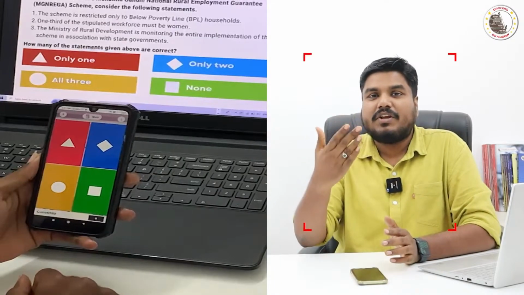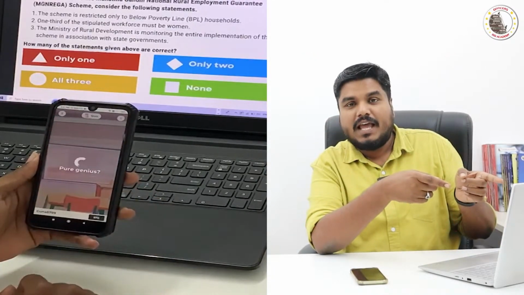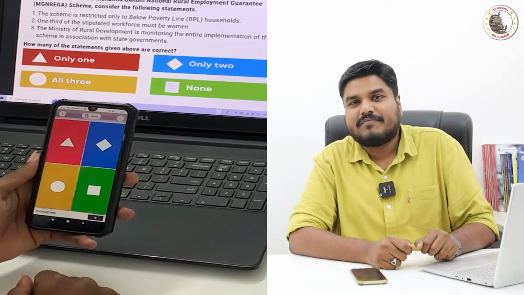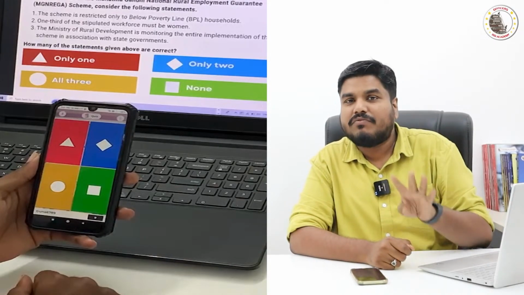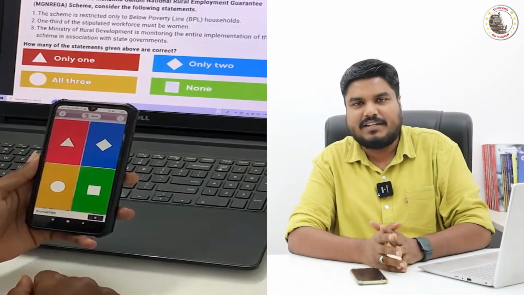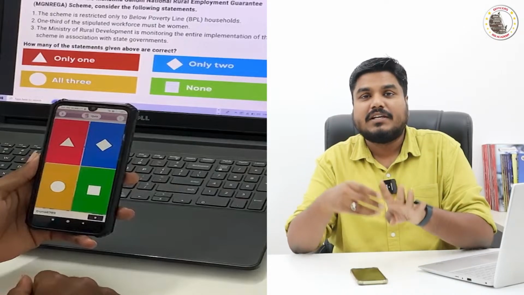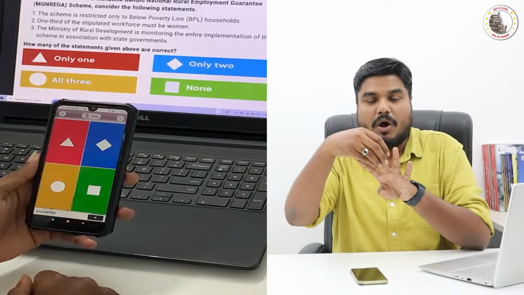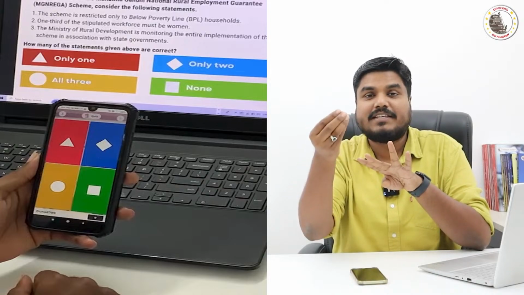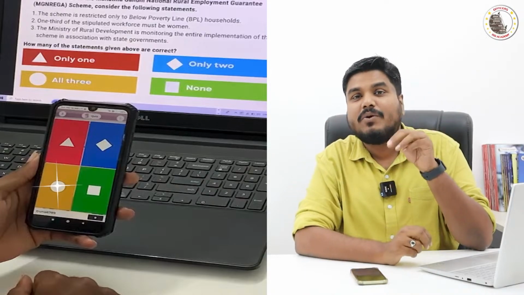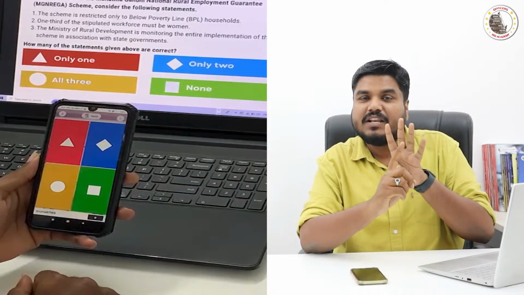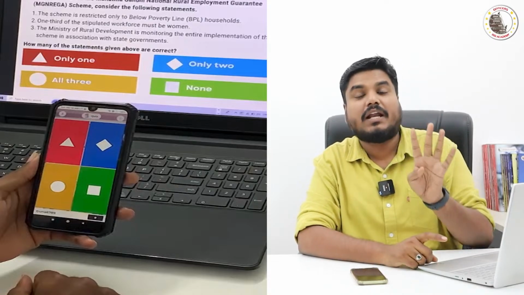So in the live video, I will be showing you the question. The question will be followed by 4 options as usual, A, B, C, D. The 4 options will have a color code, right? So option A, red color, option B, blue color, option C, green color, option D, yellow color. So the 4 options will have 4 different color codes.